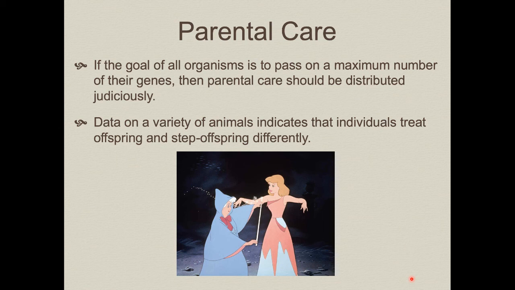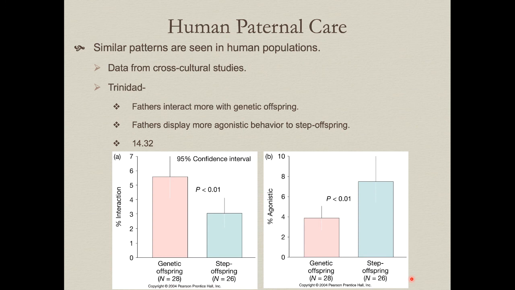Well, if you think about parental care in that regard, you wouldn't be surprised that the data show that a variety of animals treat their genetic offspring and step offspring quite differently. And that's the same case in human populations as well. I mean, this is the reason why we have so many fairy tales and folk tales associated with the evil step parent. There are data to suggest that step parents don't treat their step offspring as well as their genetic offspring. Here's a study from Trinidad in which they looked at how fathers interact with genetic offspring and their step offspring, and they interact more with their genetic offspring than their step offspring.